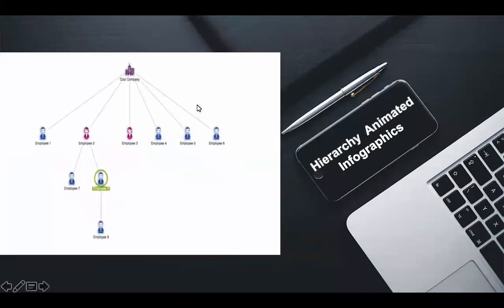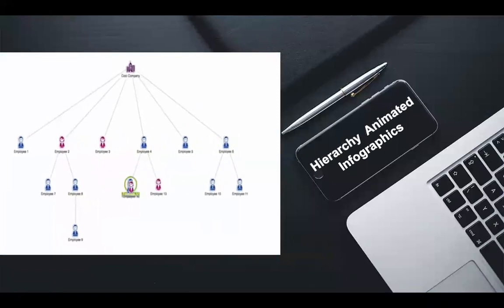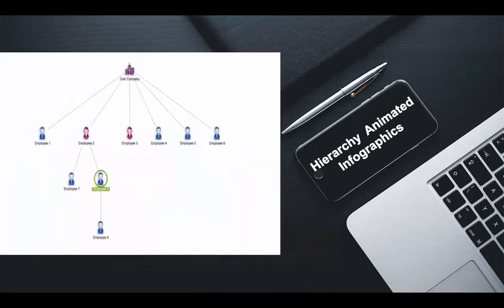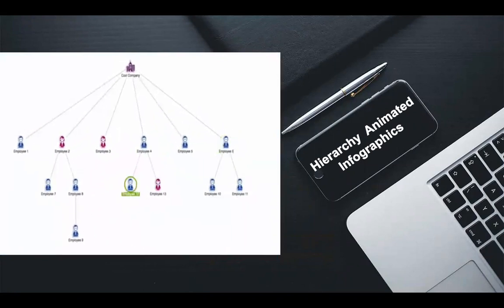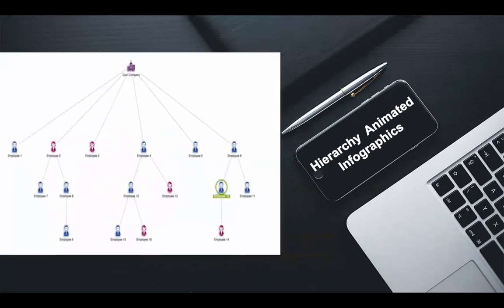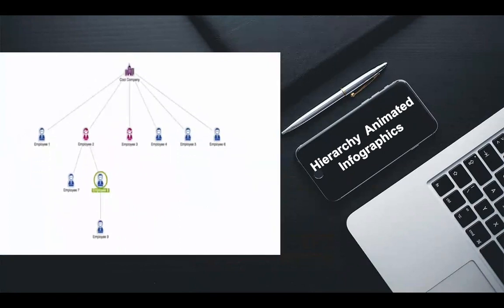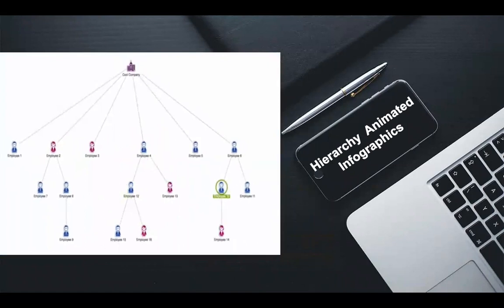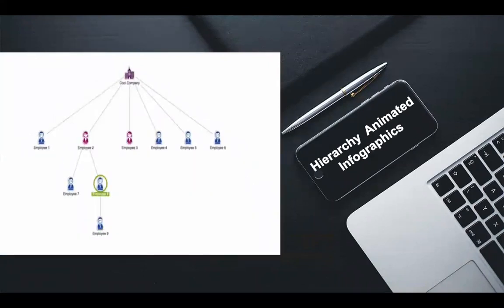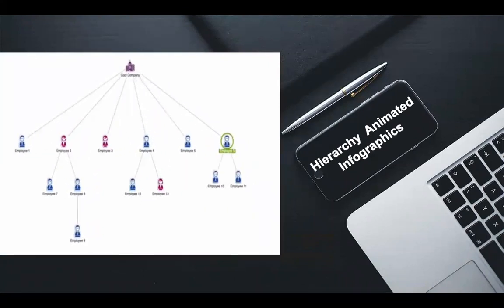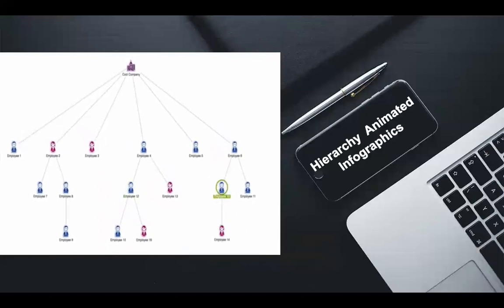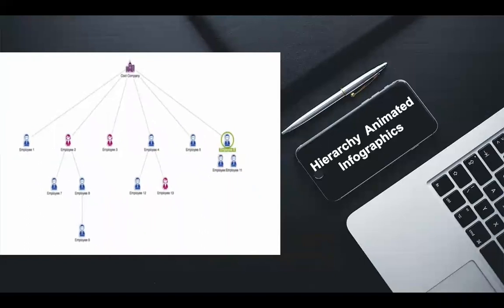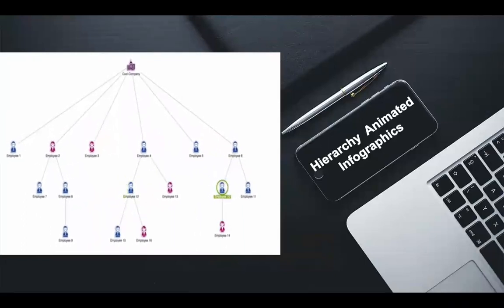That is the hierarchy animated infographic. If you see, there is one hierarchy. We start with one main part, and then there are branches. It is a very attractive way to represent any graph, or if you want to show any scenario which is related to a hierarchy, you can use this style of animated infographic.